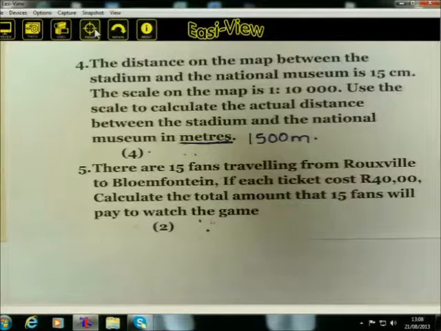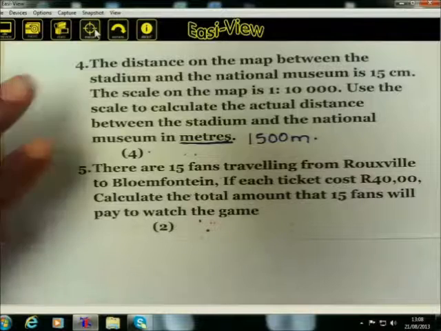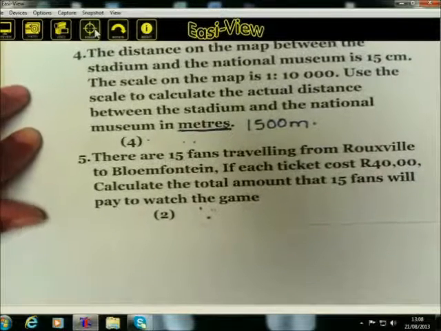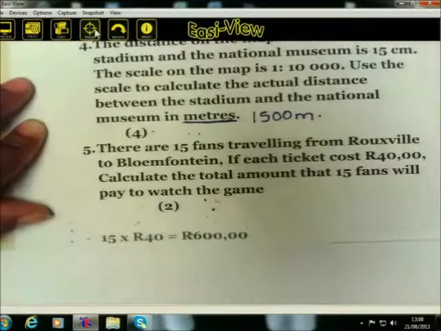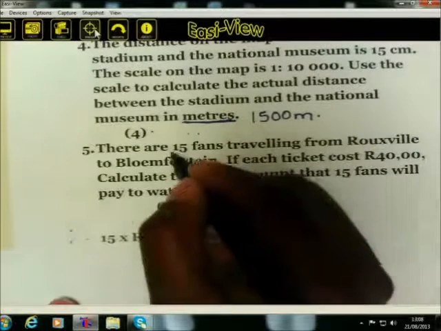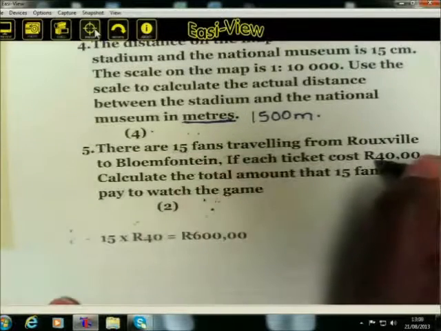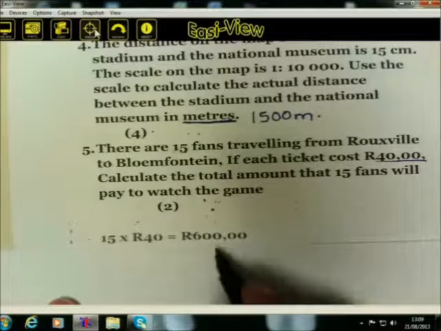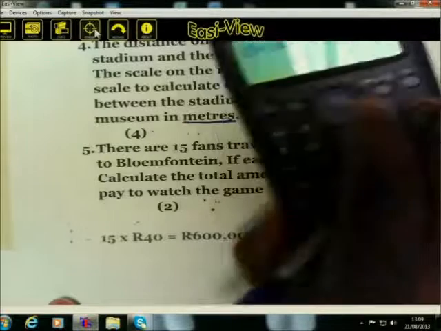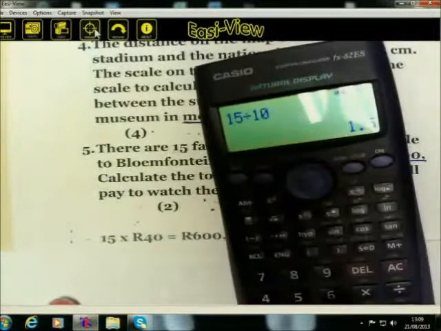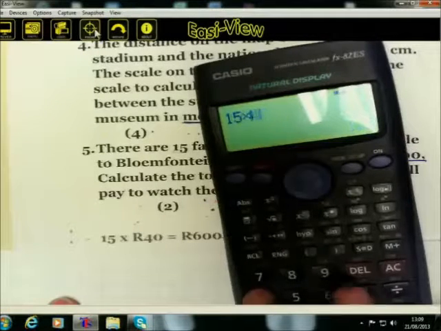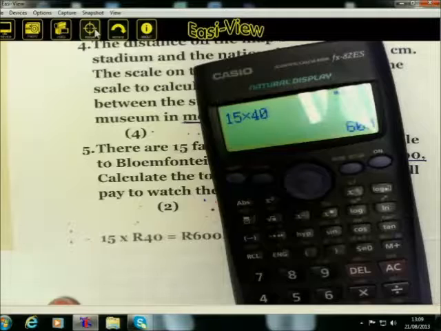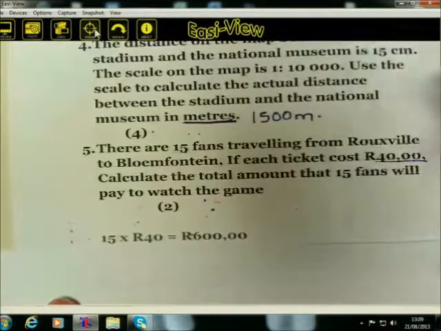What are you going to do to get the answer? I hope you now master your basic calculations. There are 15 fans, each paying 40 rand. So it's 15 multiplied by 40. So the answer there is 600. If maybe we may check it, 15 multiplied by 40, your answer is 600.